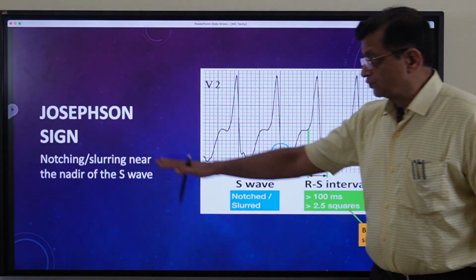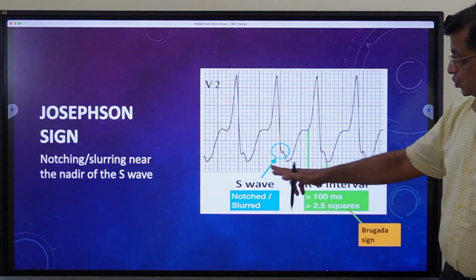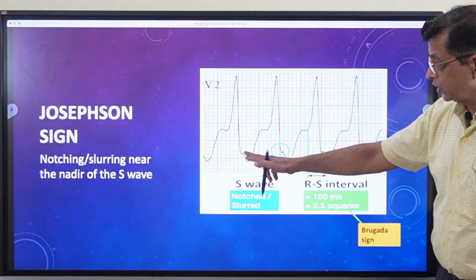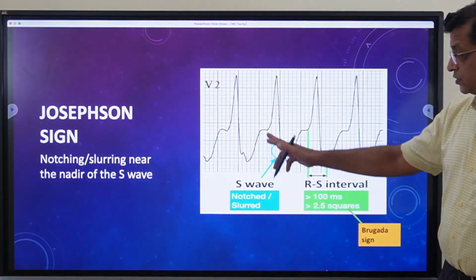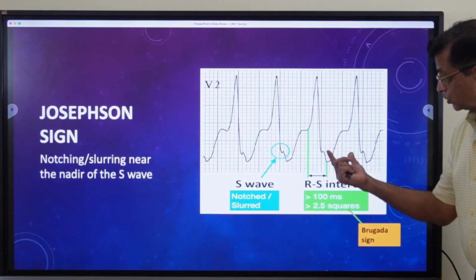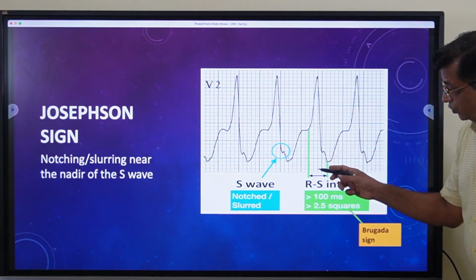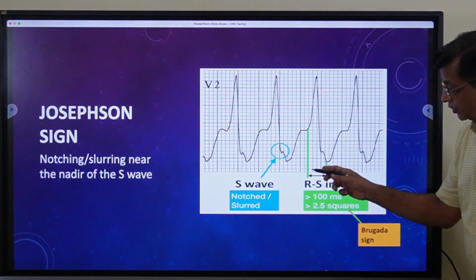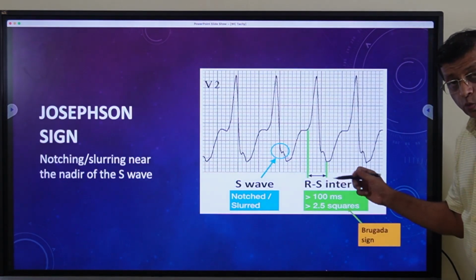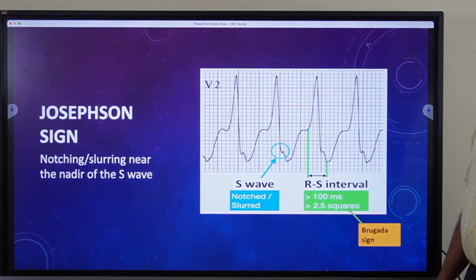Another sign is the Josephson sign, notching or slurring near the nadir of S wave. So near the nadir of S wave you see a small notch. If this is seen, this is the Josephson sign, again suggestive of VT. You can also see the Brugada sign here from the onset of R wave to the nadir of S wave. It is practically more than 4 small squares or 160 milliseconds. This is highly suggestive of ventricular tachycardia.